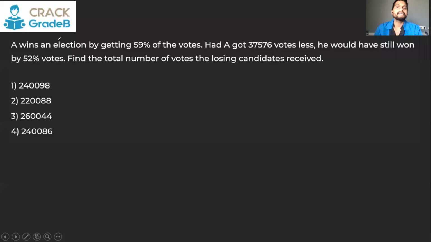It says A wins an election by getting 59% of the votes. Had A got 37576 votes less, he would have still won by 52% votes. Find the total number of votes the losing candidates received. So first of all, out of the total votes, if the winner is receiving 59%, that means the loser is going to receive the remaining 41%. They are asking what is the votes received by the losing candidates. So the answer should be 41% of the total votes.